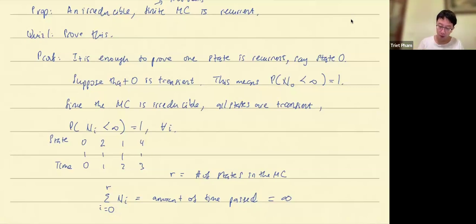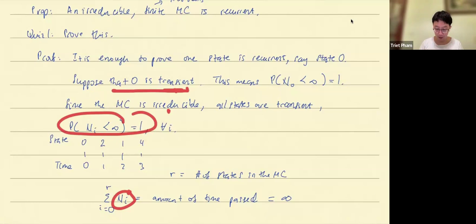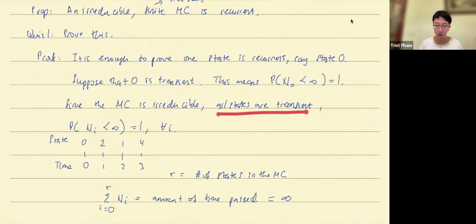And yet, what's the point? The point is that all the numbers of revisits are finite by our assumption. Suppose that one state is transient, and that means all states are transient. So this is supposed to be finite by our contradicting assumption, which really means that the assumption is false, which means that it must be recurrent. All right. Any question about this proof?